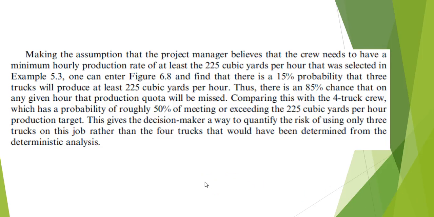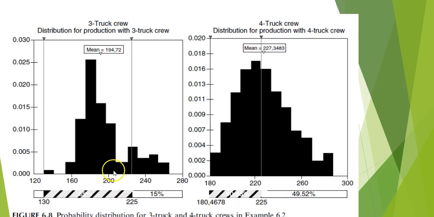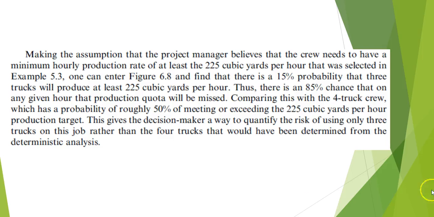So what you can also do is start looking, because you have this nice information now, that you can play what ifs. You can say, what if a crew needs to have a minimum hourly production rate of at least 225 cubic yards per hour? If we go back, you see that both the 3 and the 4 truck situations are able to meet that particular amount of production, right? It's within the range of both of those curves or distributions.